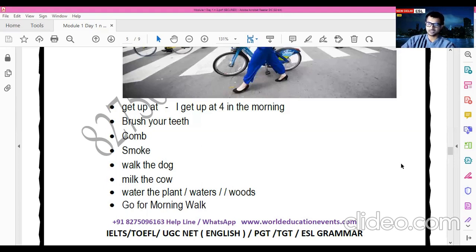Okay, do you walk the dog? What does it mean? If you're having a dog, it means you're actually taking the dog outside. So do you walk the dog? What can be the possible reply? I walk the dog. I don't walk the dog.